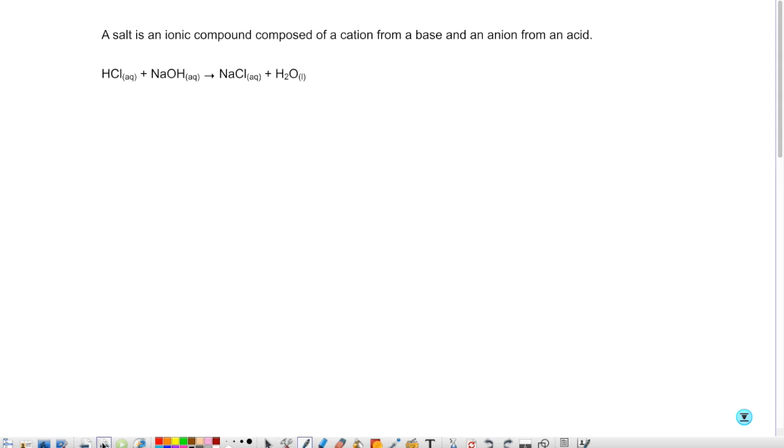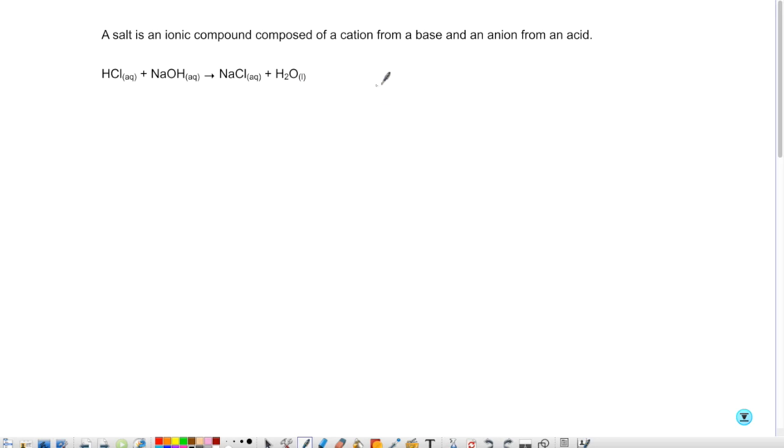So here I have an example of a strong acid reacting with a strong base. And this is an example of a neutralization reaction. A strong acid reacting with a strong base is going to produce a salt and generally water. The hydroxides will produce water, and as I'll show you in a little bit, the amines won't.